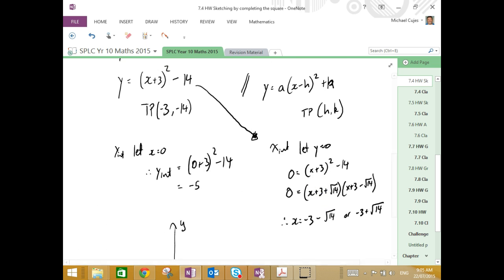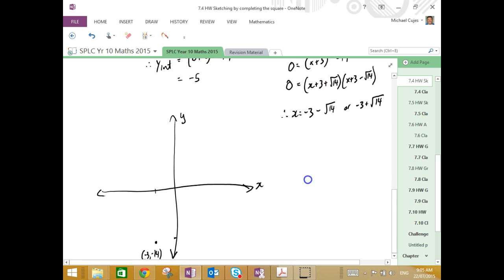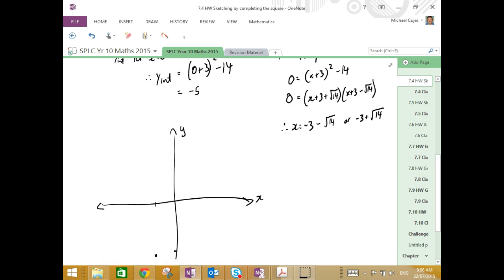We knew it was a smiley face one because the a value was positive. And now, negative 3 take root 14. Just estimate roughly how big root 14 is. You could use your calculator to get a rough estimate if you want. But we know the square root of 9 is 3. Square root of 16 is 4. So root 14 must be close to 4, but not quite 4, isn't it? So it's bigger than 3, less than 4. That'll do us. So if we go minus 3 minus another 3, that's going to be like minus 6.